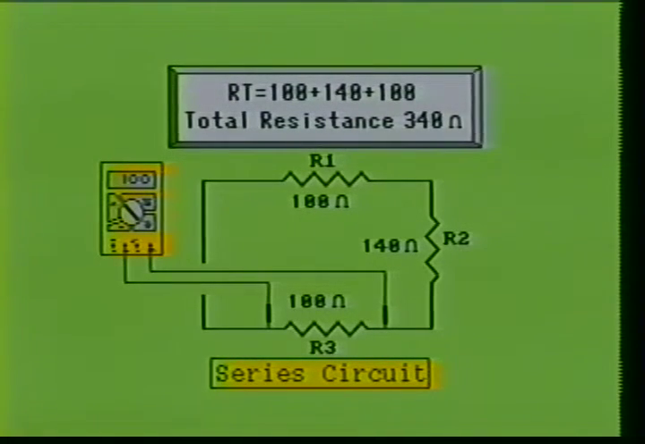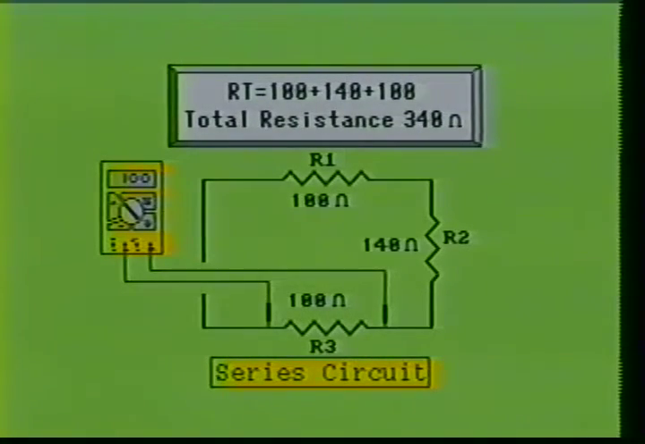When we add these three values together, 100 ohms from R1, 140 ohms from R2, and 100 ohms from R3, we acquire the sum of 340 ohms, the same value when we measured all three resistors together.